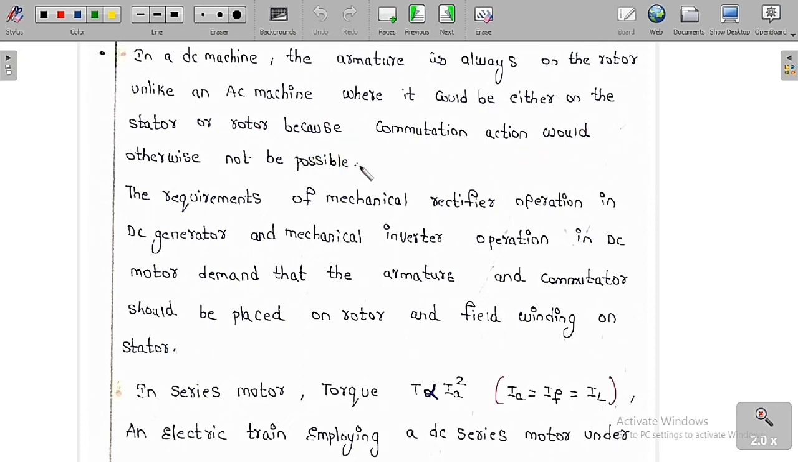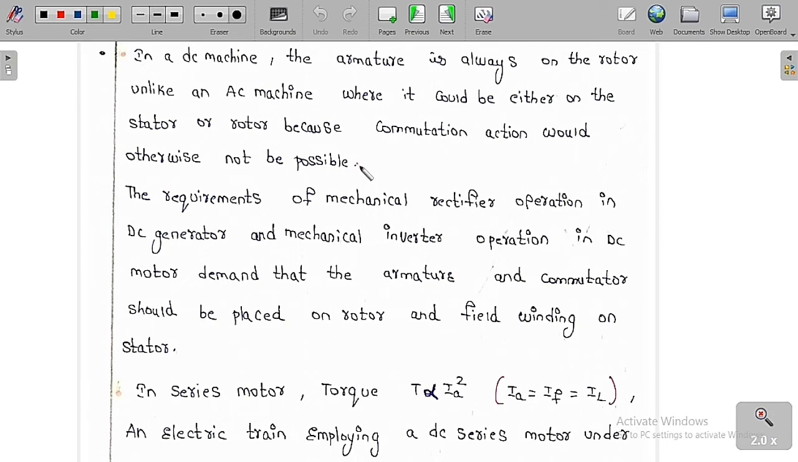I have already told you, in a DC machine the armature winding will always be on the rotor. Whereas for an AC machine, the armature winding can be either on the stator or on the rotor. For low rating AC machines, the armature is on the rotor. But for high rating machines, the armature coil is on the stator.